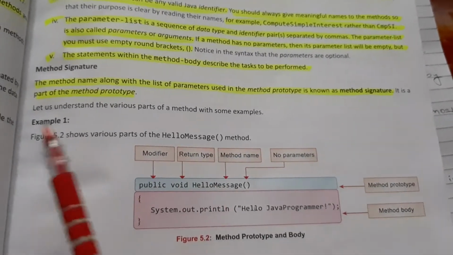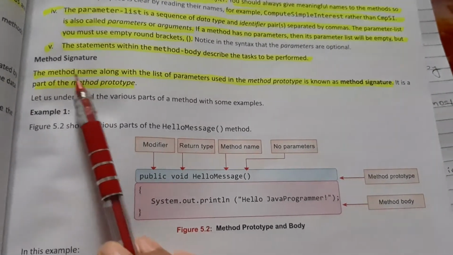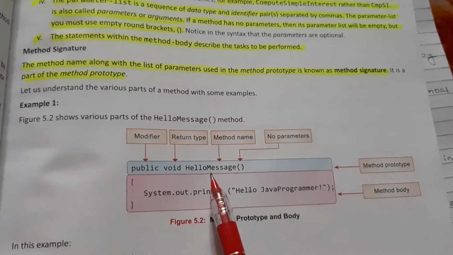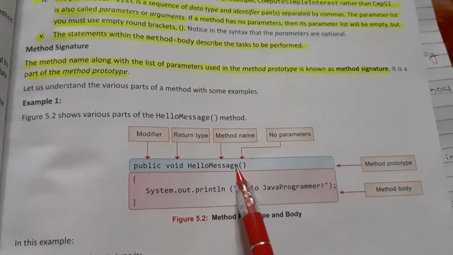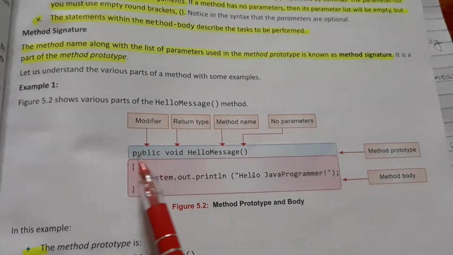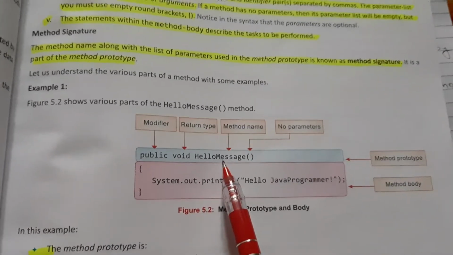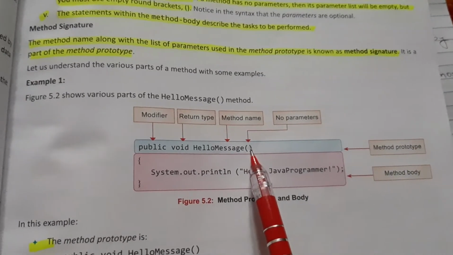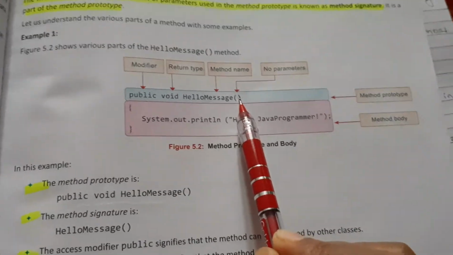Okay, so next is your method signature. What do you mean by method signature? Method signature is the method name along with the list of parameters used. Now what is the name of the method here? That is hello message. And if you have any list of parameters here, then it is called the method signature. Okay, this complete thing is called the method prototype. And what is the method signature? The name of the method and the parameter list that you give within this bracket, that is called the method signature. Please don't get confused about what a method prototype is and what a method signature is.